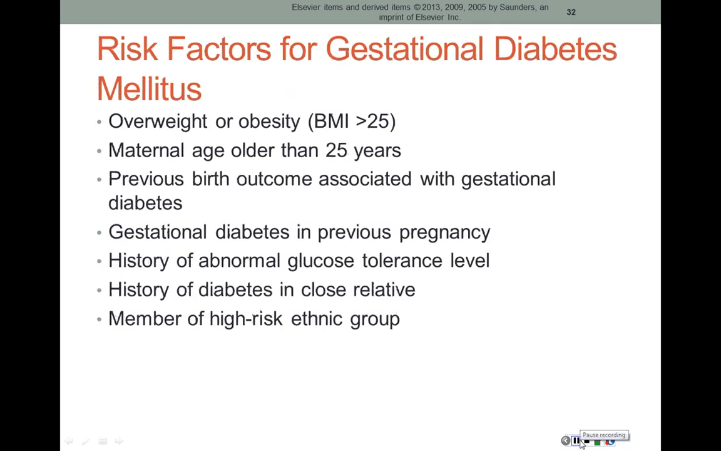So here are our risk factors. We talked about some of these. Overweight, they say BMI greater than 25. Some places I looked, especially the Mayo Clinic, said higher than 30. Maternal age older than 25, previous gestational diabetes, history of abnormal glucose tolerance level, history of diabetes in a first-degree relative, or if you're a member of one of those high-risk ethnic groups that I stated before.